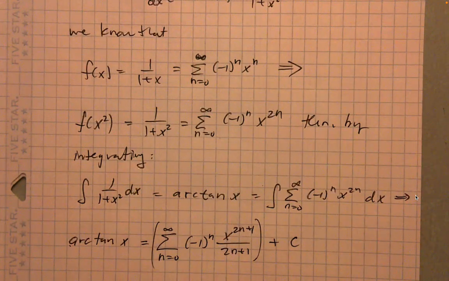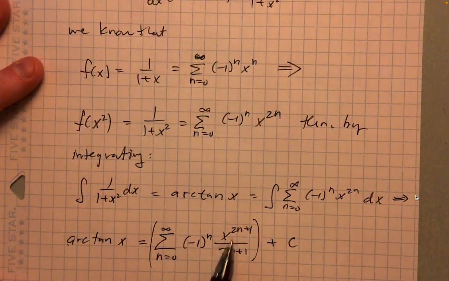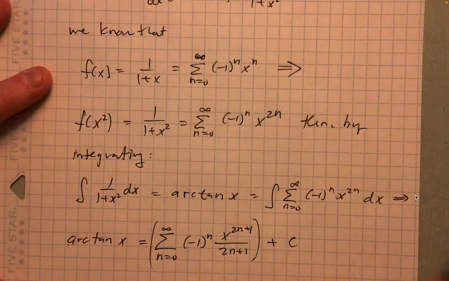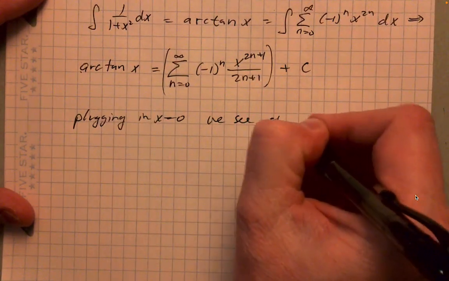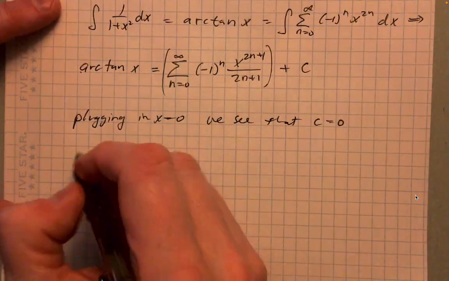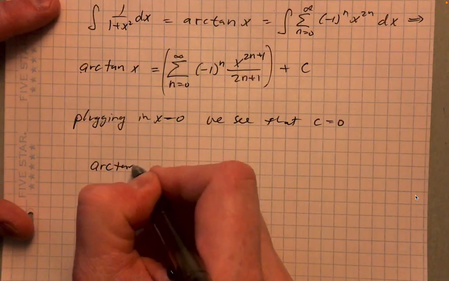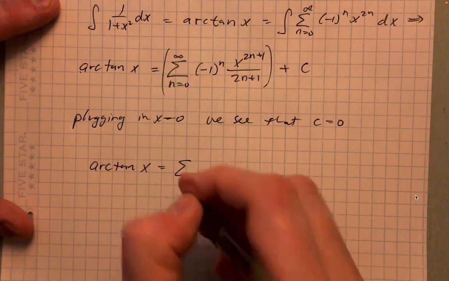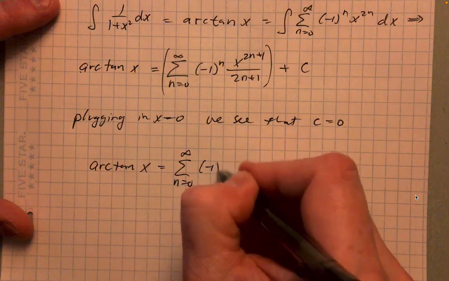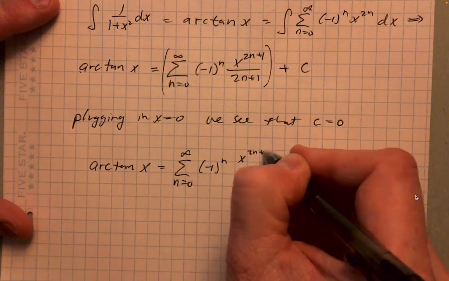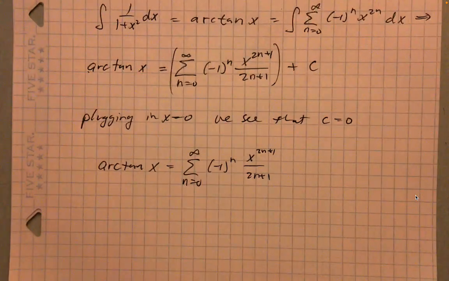Now, just like before, this is centered at 0, so let's plug in 0. When we do that, we get arctan of 0, which is 0. And then this is obviously all going to be 0 as well. And so c will be 0. So plugging in x equals 0, we see that c equals 0. And so the arctan of x can be written as a power series, the sum from n equals 0 up to infinity of negative 1 to the n power of x to the 2n plus 1 over 2n plus 1. Okay, and so that is our power series for the arctangent.